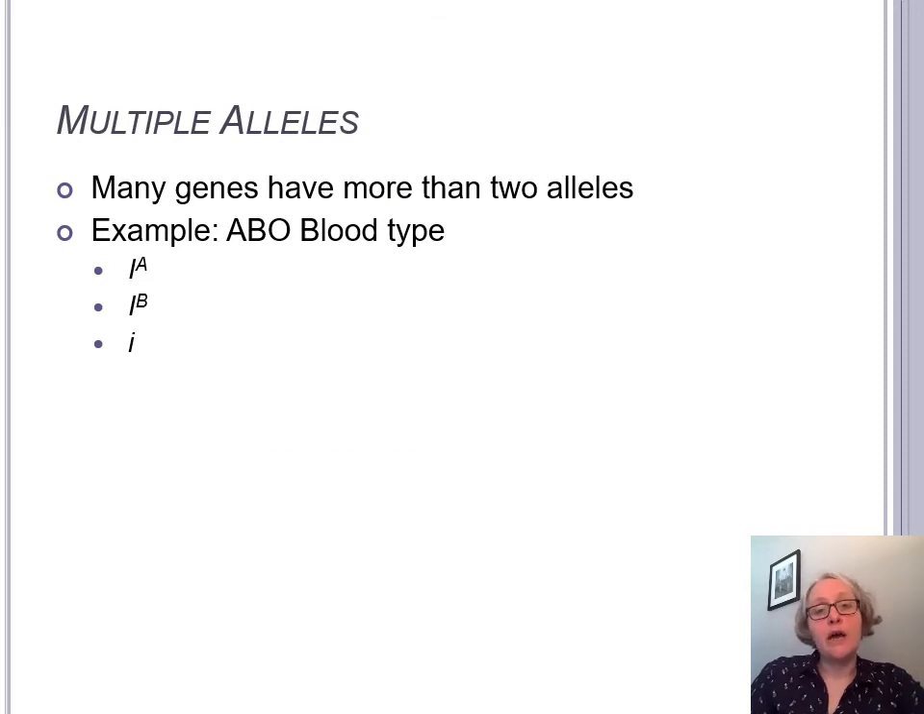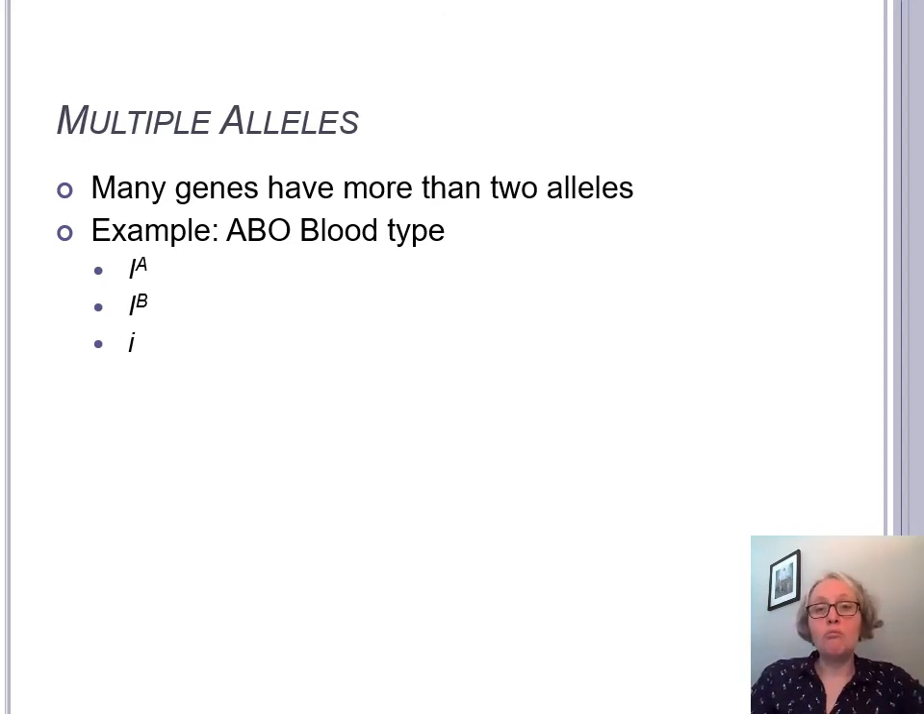Another inheritance pattern that we can talk about is called multiple alleles. Many genes have more than 2 alleles. Right now we've been keeping things very simple. We've been saying, oh, there's a big T or a little t. You can be tall or you can be short. There's just 2 options. But for most genes, there's way more than just 2 options. Even if we think about hair color, it's not you have black hair or you have blonde hair. No, there's black hair and there's brown hair and there's blonde hair and there's red hair and there's gray hair, right? There's all sorts of different options.